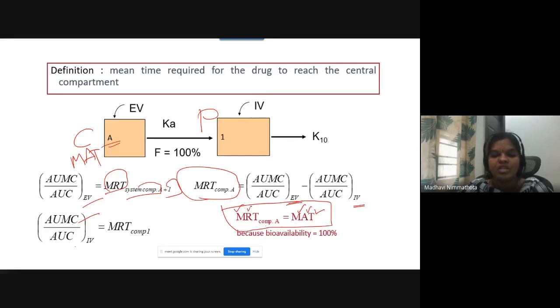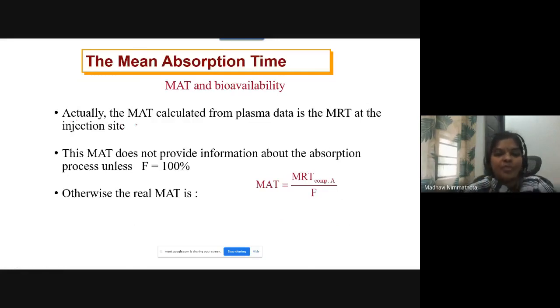This is the mean residence time, because you will get bioavailability of 100% here in the case of extravascular administration. This mean absorption time is calculated from the plasma data, and it is the MRT at the injection site. In the case of this MRT, your fraction of bioavailability is 100%. Otherwise, you can calculate the mean absorption time as the mean residence time of compartment A, that is the central compartment, divided by the fraction of bioavailability.